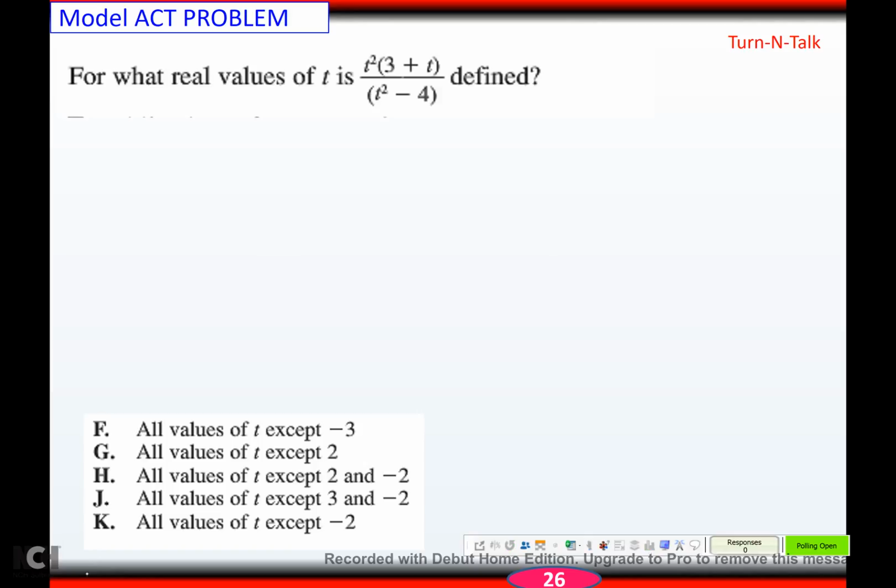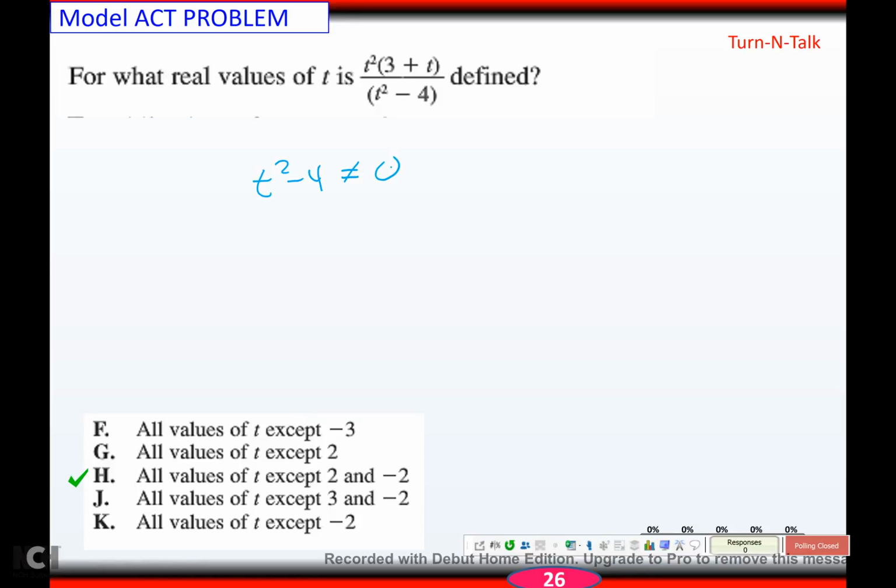Okay, try this one, hit pause, come back when you're ready. Hopefully you got H. It says, for what real values of t is this function defined? It's defined everywhere except for when the denominator turns to 0. You can't ever have your denominator equal to 0.